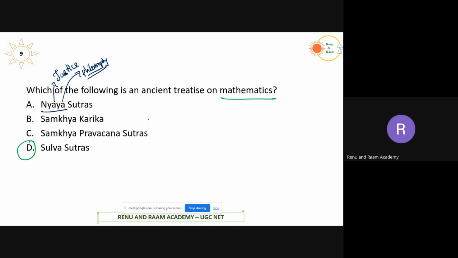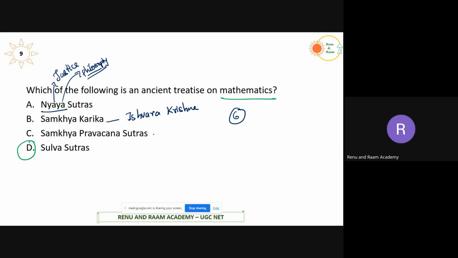Now, coming to the remaining two, one is Sankhya Karika and Sankhya Pravachana Sutra. Sankhya is also an ancient Indian philosophy. There are 6 ancient Indian philosophies. So, Nyaya is one, Yoga is one, Sankhya is one. Okay, so Sankhya Karika is actually a text which is written by a person called Ishvara Krishna. Ishvara Krishna was the person who wrote the Sankhya Karika. So it contains various interpretations of the Sankhya philosophical school. This one. The second one, Sankhya Pravachana Sutra.